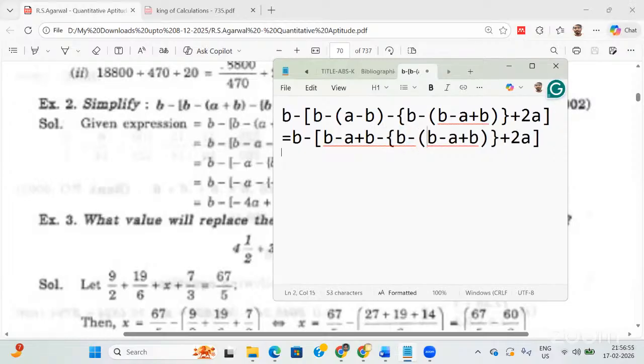Any problem? No, sir. And it becomes 2B. In case of this item, we took B twice, so it becomes 2B. And if I open the bracket, it becomes minus 2B and plus A. Any problem up to this? No, sir. Okay.